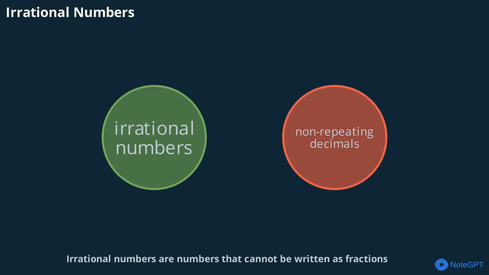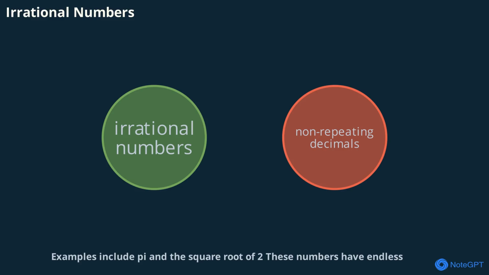Irrational numbers are numbers that cannot be written as fractions. Examples include pi and the square root of 2. These numbers have endless, non-repeating decimal parts. Irrational numbers are an important part of the number system and appear in many areas of math and science.